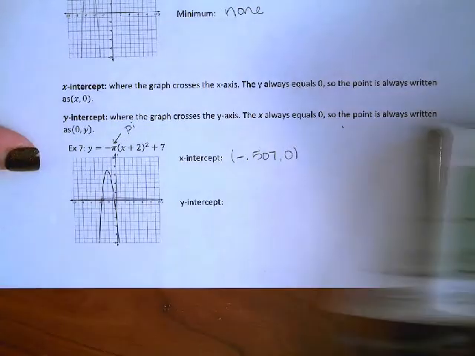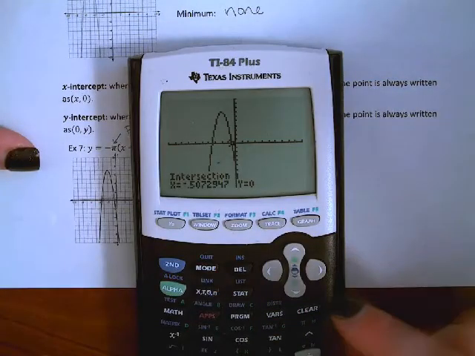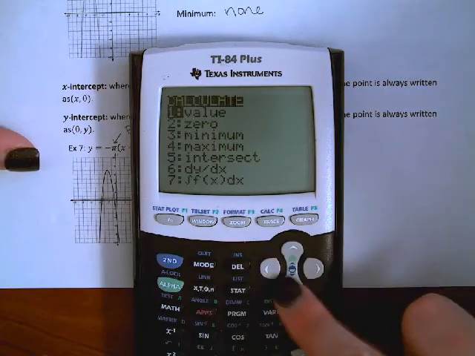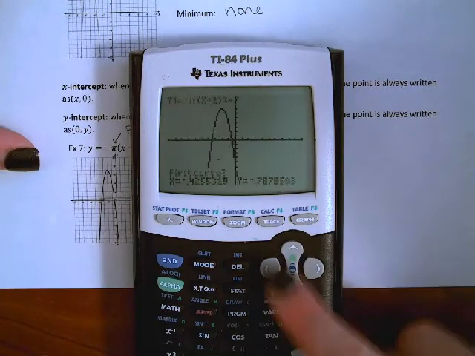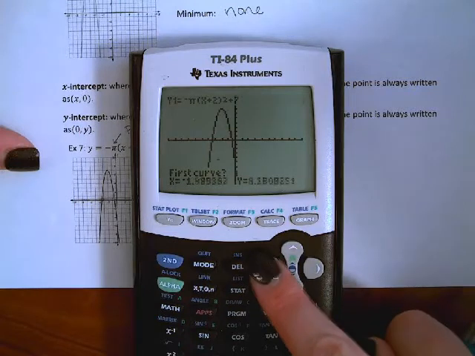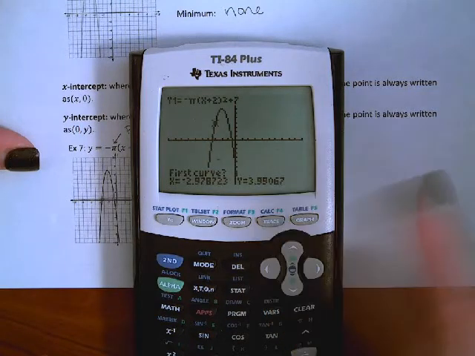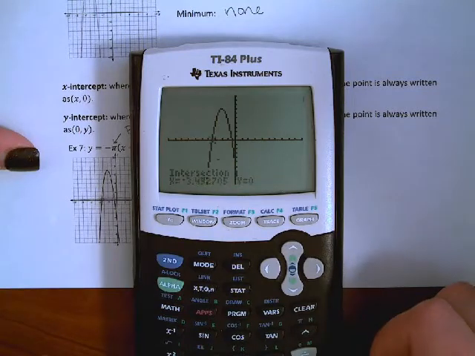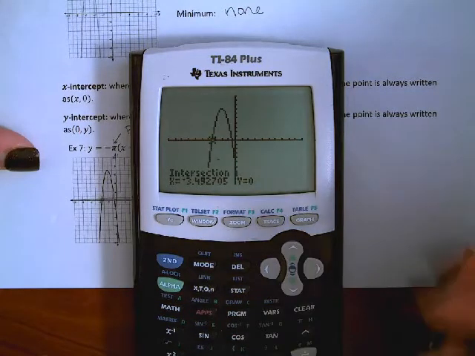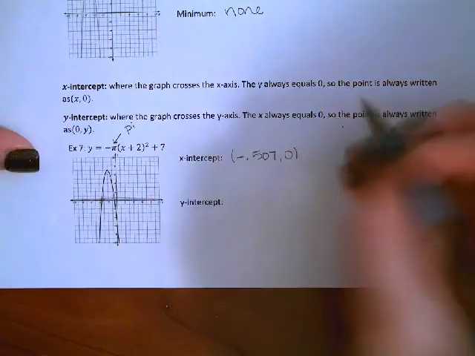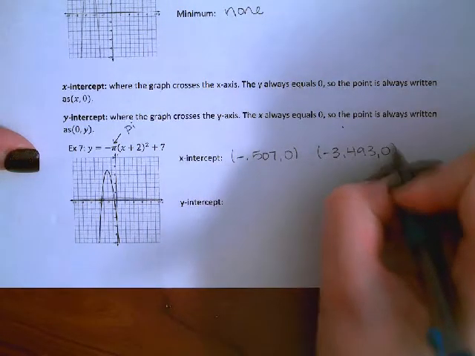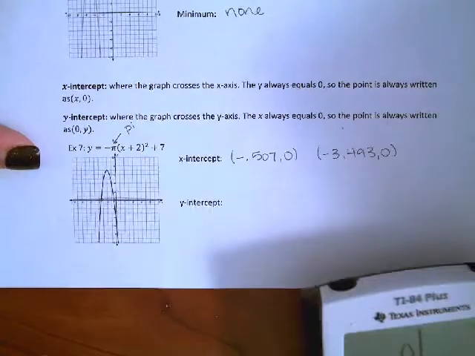So I didn't move anything. I just pressed enter, enter, enter. That was it. That's all I did. To find the second x-intercept, I hit second trace, again, number 5. And this time I just have to move the cursor so that it's closer to the other point. That's all I have to do. And then same thing, enter, enter, enter, negative 3.493. Okay, so that's how you find the x-intercepts.